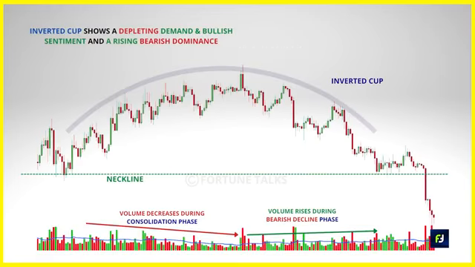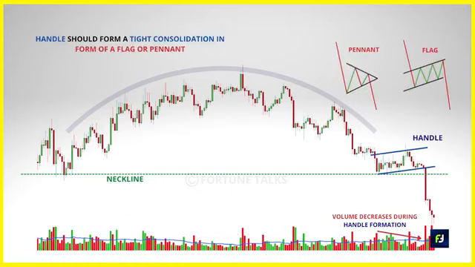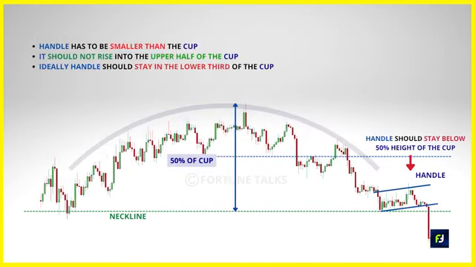The formation of the inverted cup shows a depleting demand and a lack of buying pressure, which can be validated by using the volumes. Now the handle should be a tight consolidation in the form of a bear flag or a bear pennant, which also comes with contracting volumes. Now if the handle moves way higher beyond 50% of the cup, then it is better not to consider it as a valid pattern, since there is enough buying pressure still available at the neckline or the support level, which is pushing the prices higher.